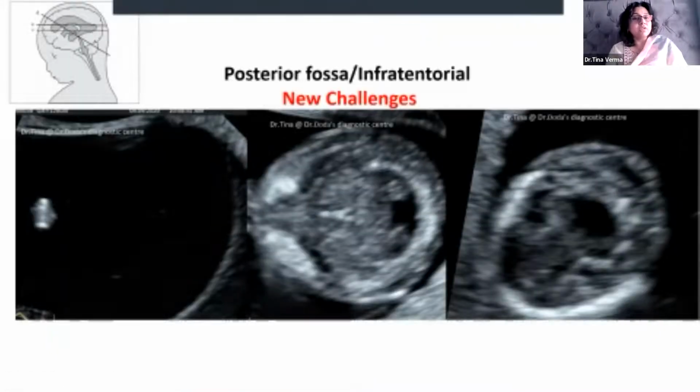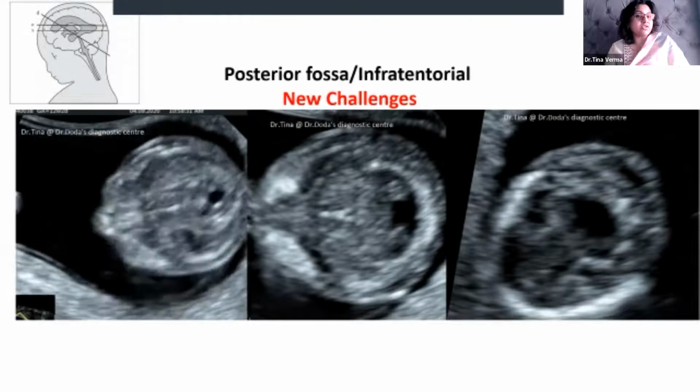Now, posterior fossa. What is posterior fossa? If we see this image, these two are the transventricular plane and the transthalamic plane, and there is only one plane which images the infratentorial portion of the skull. This includes the cerebellum. Okay, so this is known as posterior fossa or infratentorial plane, and the transcerebellar plane is the only plane which actually looks into the details of it.